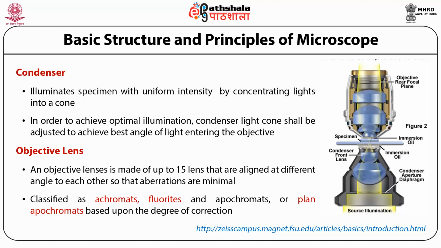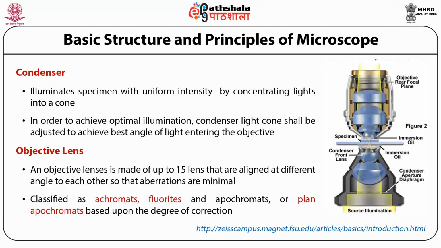Similarly, the objective lens is the one which can be a combination of various lenses. As I mentioned in my very first slide, compound microscopes use a combination of two or more lenses, and here is an example of it. Nowadays objective lenses are a combination of up to 15 lenses which are arranged in different ways so that there is minimal aberration as well as the maximum light is being taken from the sample and used for image projection.